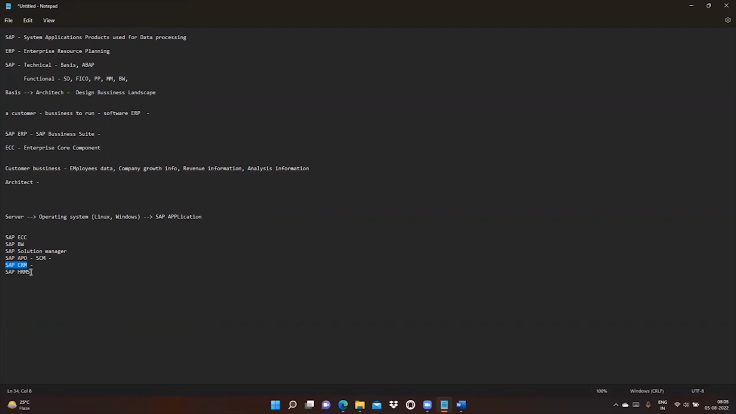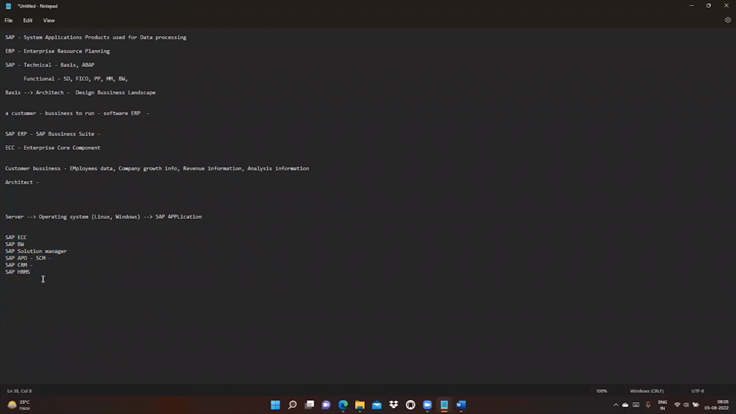Are you clear? Yeah. So in general, when you are working in Basis, you do not require knowing the functionalities of all these systems. There is no need for you to know what each application will be doing, because what you will be dealing with are the underlying installations and everything, from the Basis perspective.